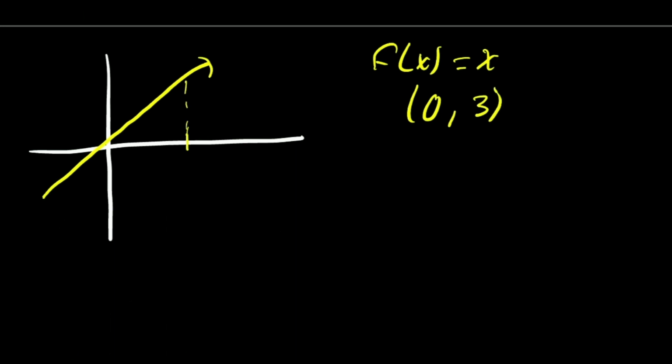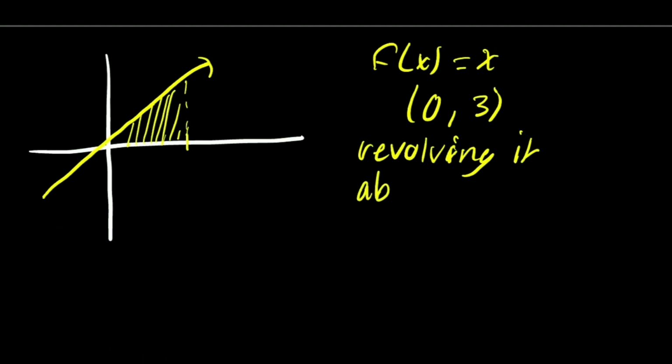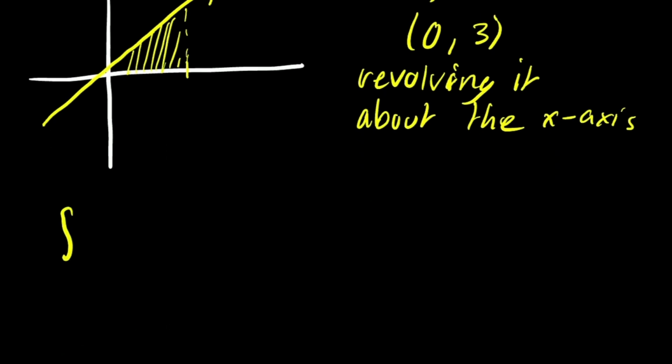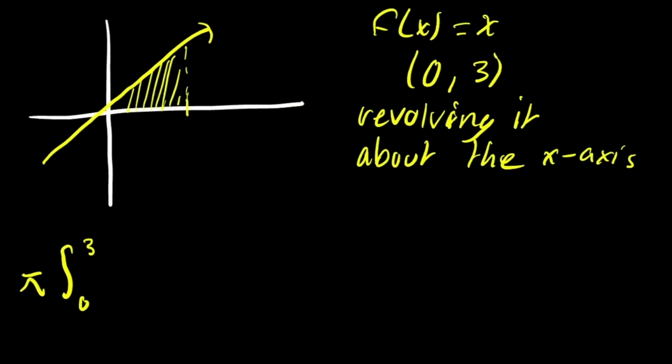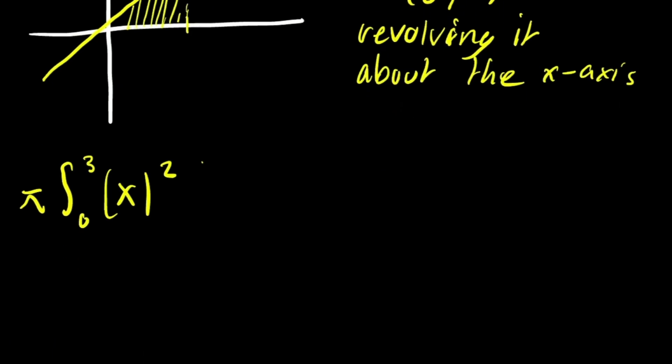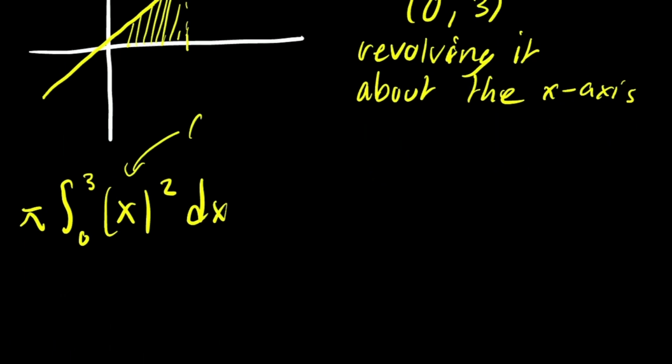So we'll say 3 looks like that, and that is our shaded region, and we're revolving it about the x-axis. There will be times where we're going to revolve it around the y-axis, but I'll get into that later, because that's where you have to think about it more. All right, so revolving it about the x-axis from 0 to 3. So doing it the calculus way, we've got 0 to 3. Don't forget the pi, that's important. x squared dx, right? Because our f of x is equal to x.